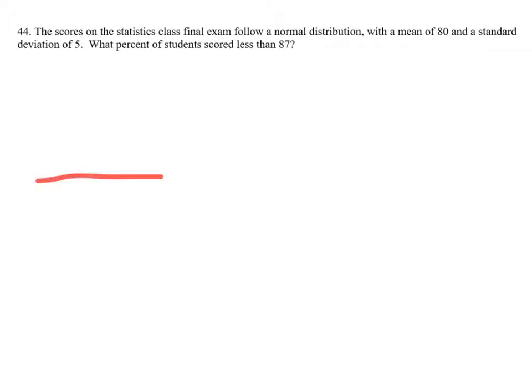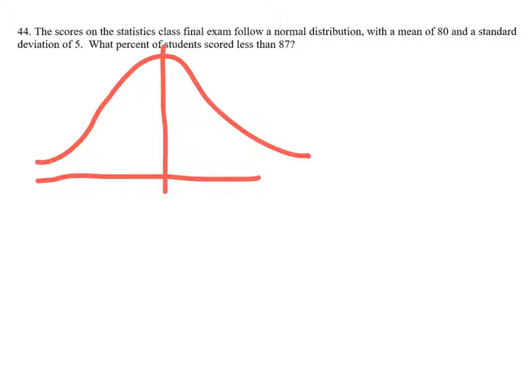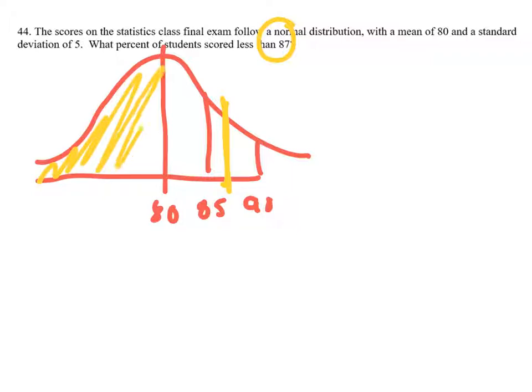Alright, let's look at this one. This is a normally distributed relationship. It says that the mean is at 80 and our standard deviation is 5. So 85 and then 90 and so on. It mentions that we would like to test out 87 and less. So we want to know what's that percentage. Now notice that 87 was not right on the 85. So it's not one standard deviation, it's one and a little bit.